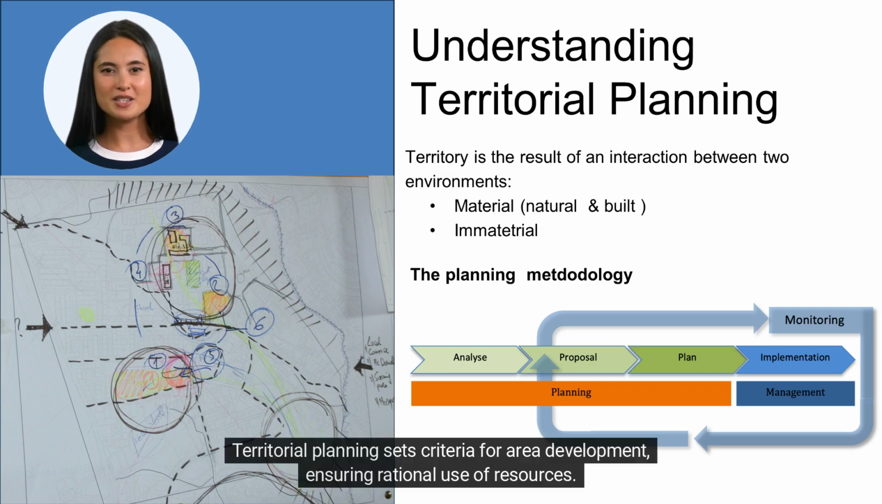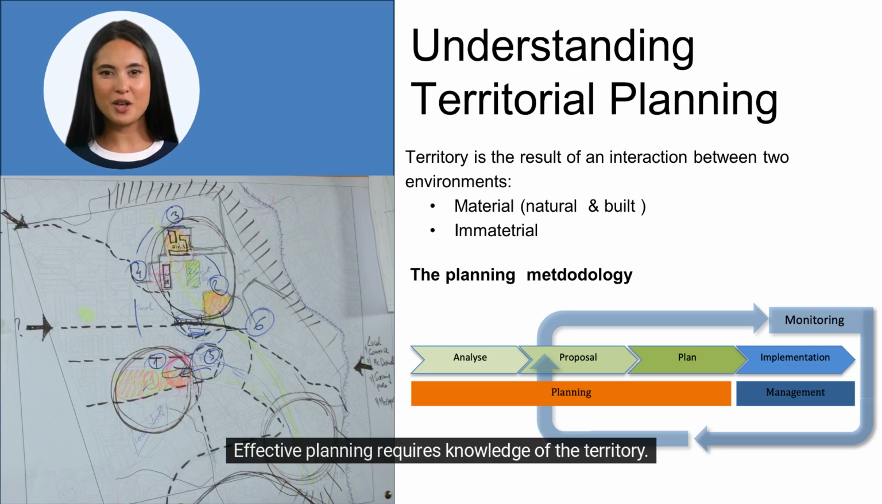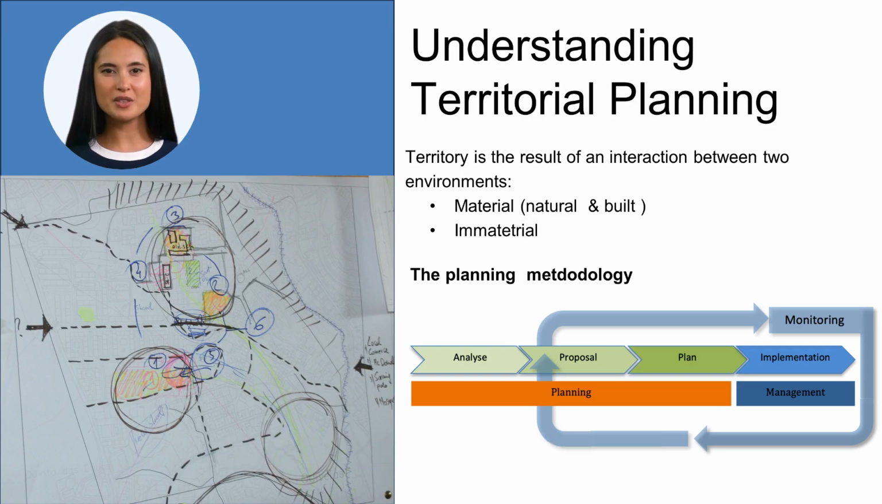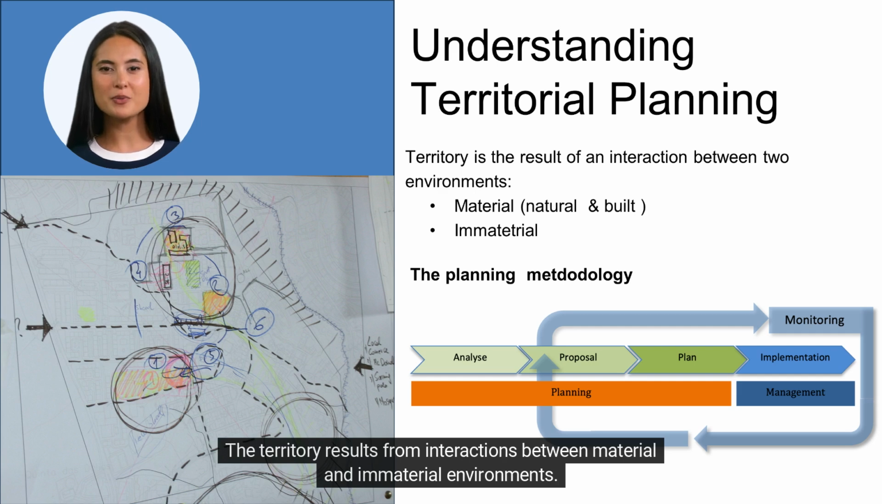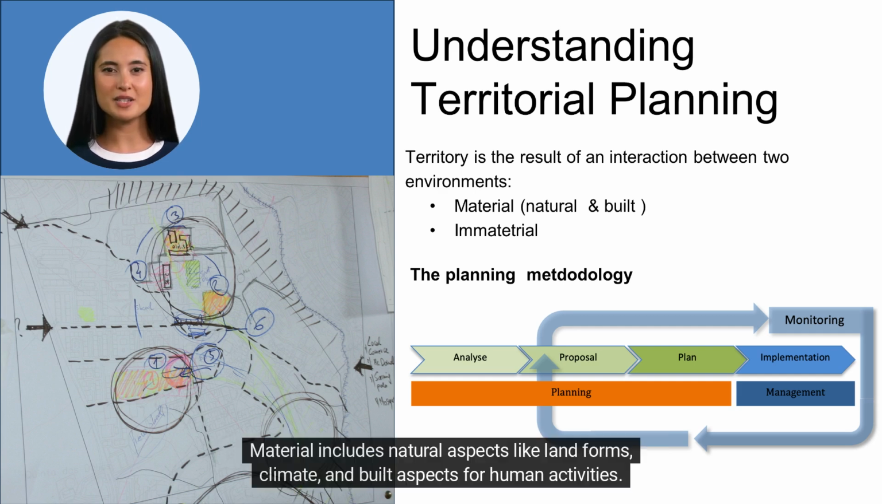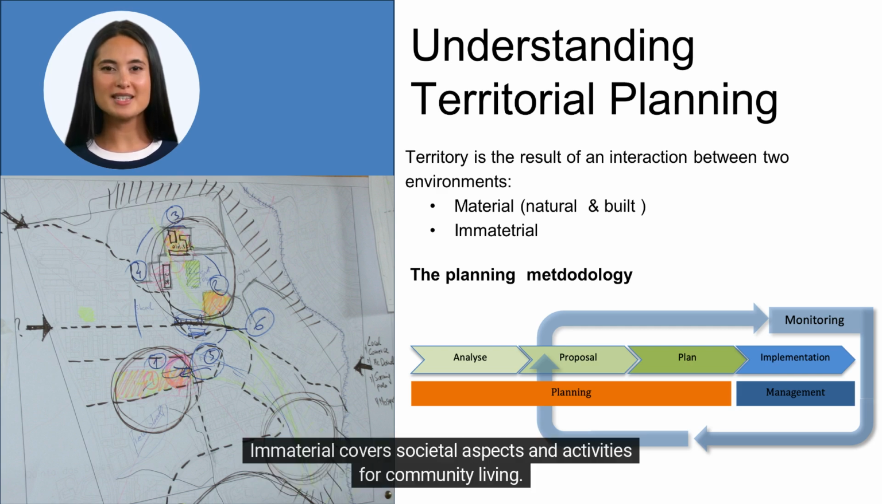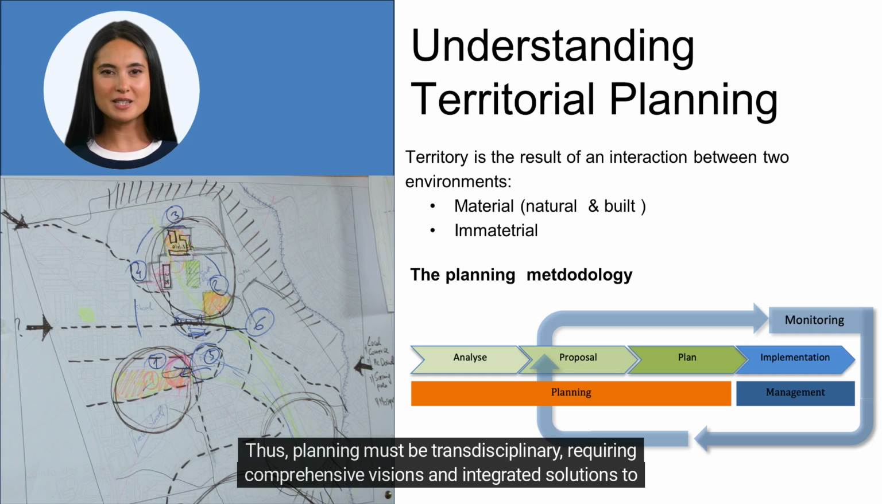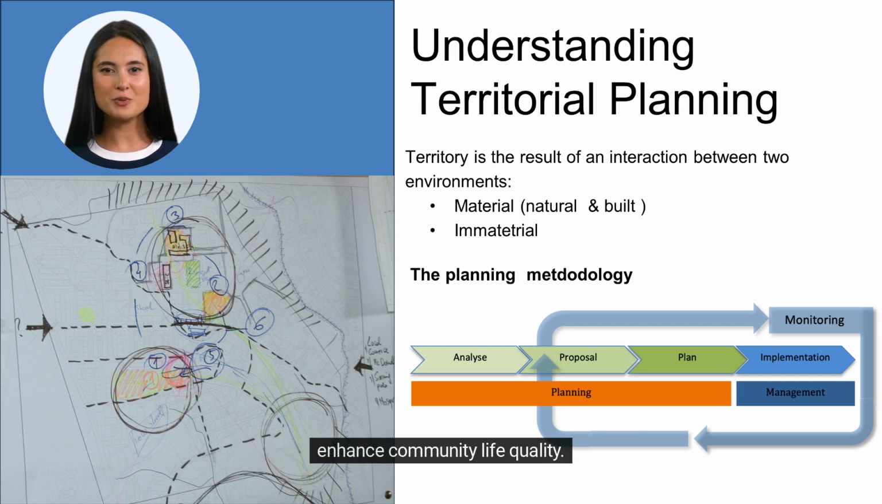Territorial planning sets criteria for area development, ensuring rational use of resources. Effective planning requires knowledge of the territory. The territory results from interactions between material and immaterial environments. Material includes natural aspects like landforms, climate, and built aspects for human activities. Immaterial covers societal aspects and activities for community living. This relationship involves resource use, creation, destruction, and preservation. Thus, planning must be transdisciplinary, requiring comprehensive visions and integrated solutions to enhance community life quality.